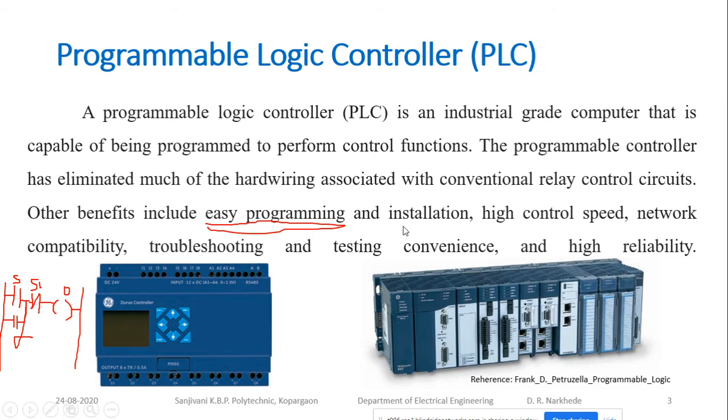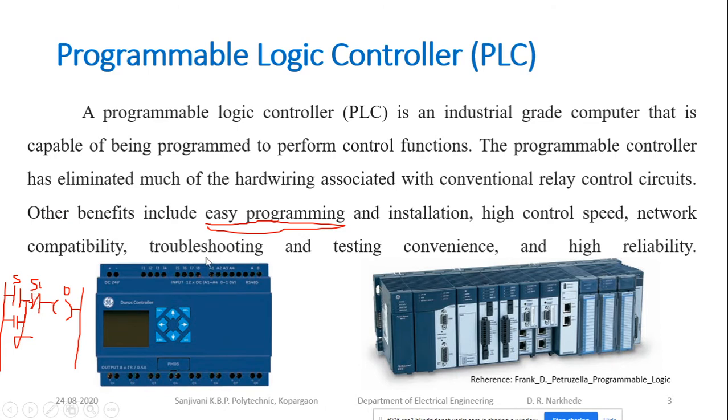Other benefits include easy programming and installation. High control speed is there. If you are going to control this, the speed of operation of the PLC is in microseconds or milliseconds. Basically it is in microseconds, nanoseconds, depending on the processing power of the processor you are going to use. Whereas relay logic requires 10 milliseconds to operate the relay, when I use the PLC, the speed of operation is in microseconds or nanoseconds. So it is a very high control speed.